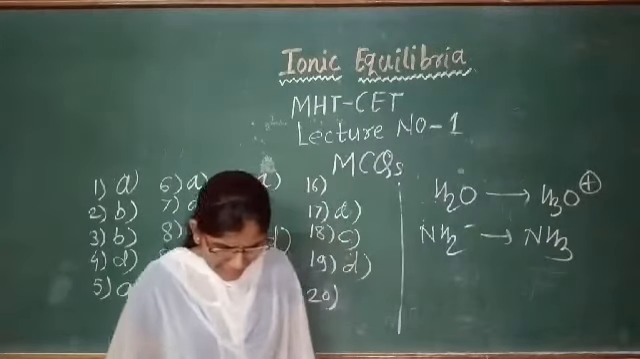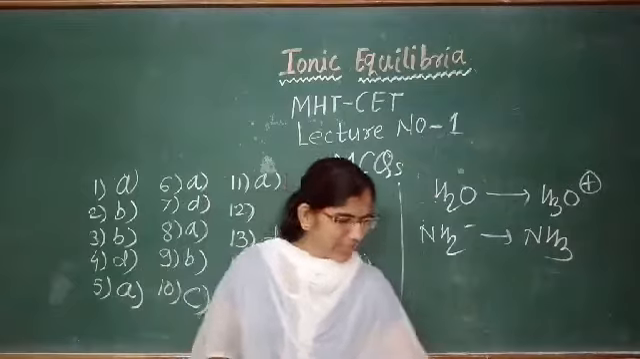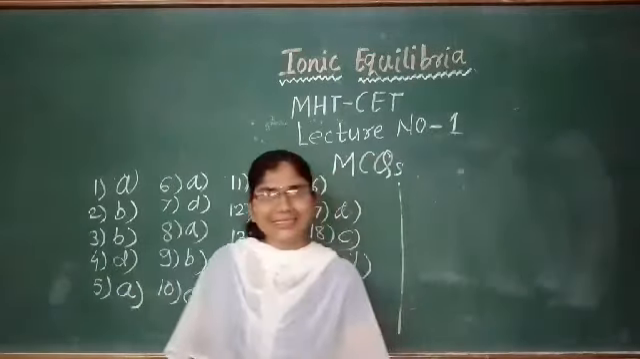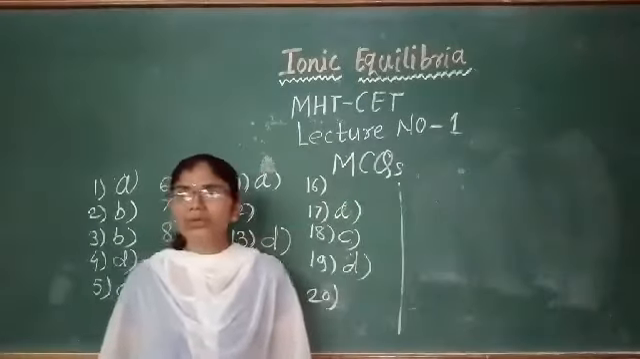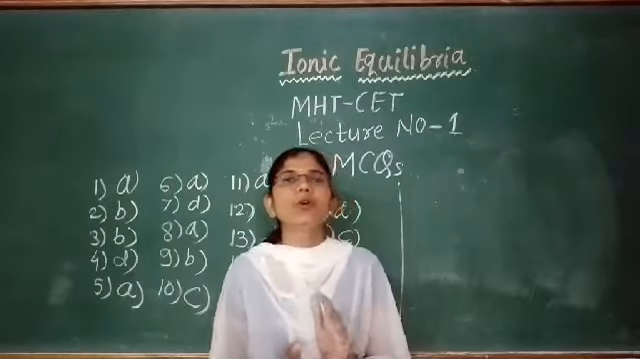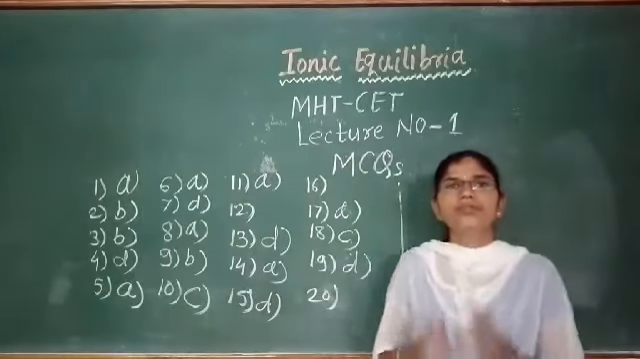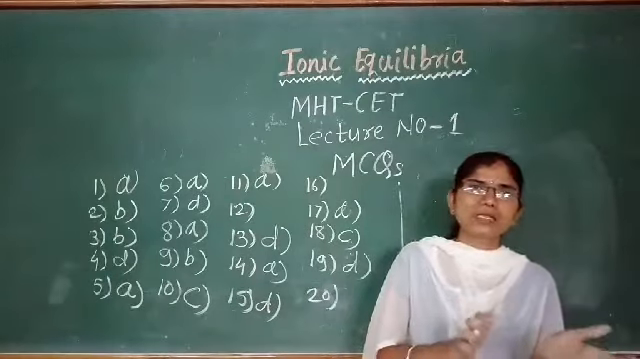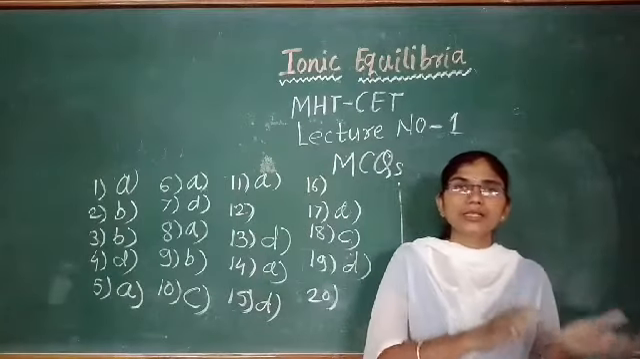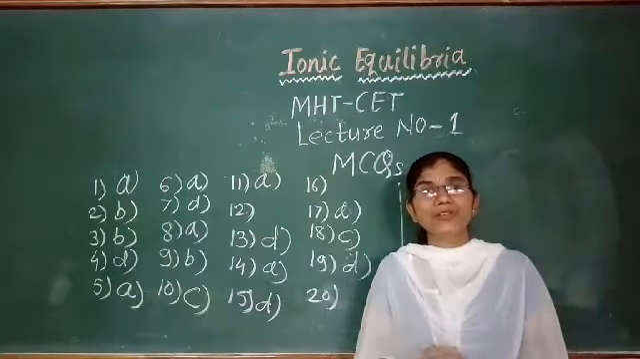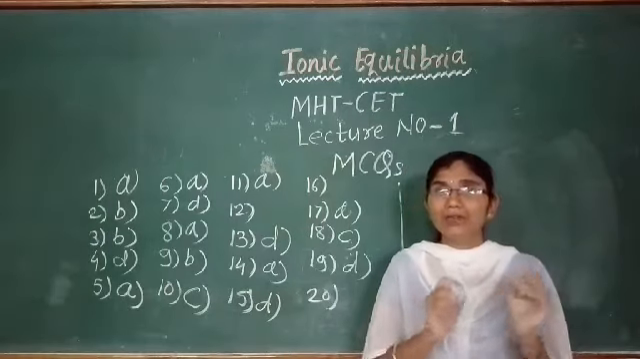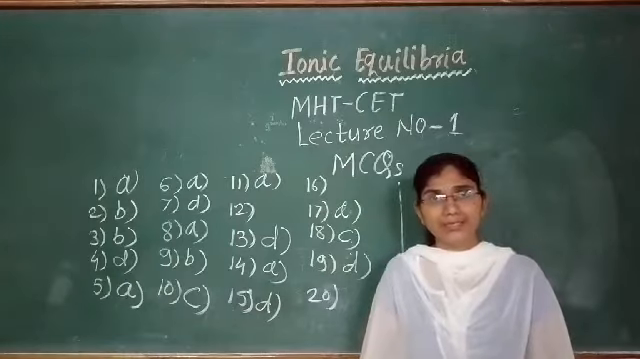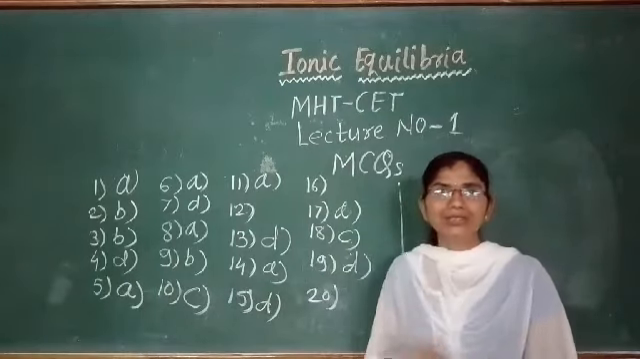The Bronsted-Lowry acid in the reversible reaction: here one reversible reaction is given, and you have to find which is the Bronsted acid. This is for your homework question. It depends on understanding the Lewis concept of acids and bases, the Arrhenius concept, and the Lowry concept.